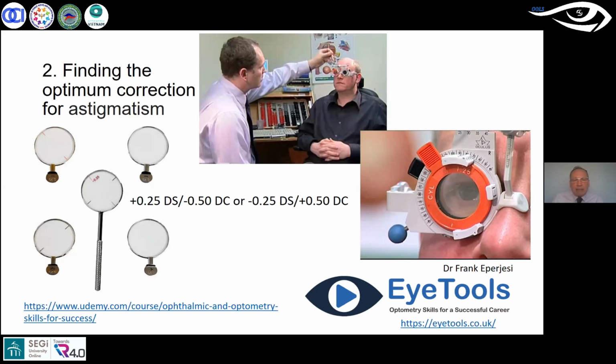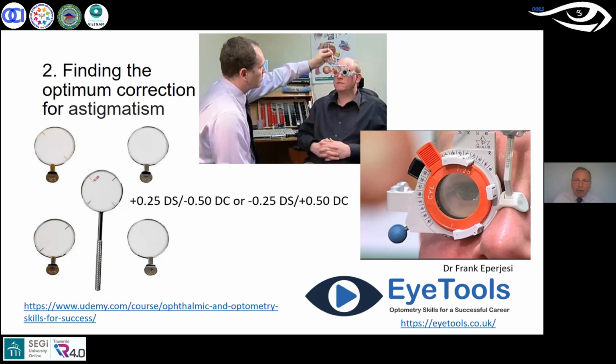So I think the bottom line is that I'm exploring when they reject any more Jackson cross cylinder. I'm exploring any little bit more minus cylinder, and any little bit more plus cylinder, by using handheld minus 0.25 and plus 0.25 to really fine tune that cylinder. Before I started to use this technique, when people were coming back to me to say, I can't get on with my glasses, my experience was that I'd made an error. I'd either over-minused the cylinder or under-minused the cylinder.